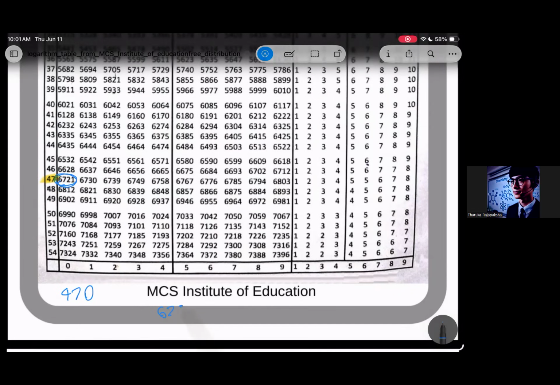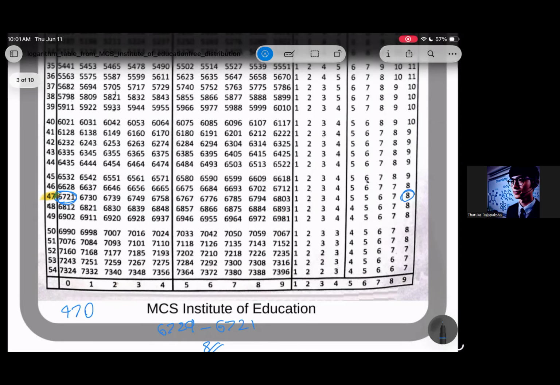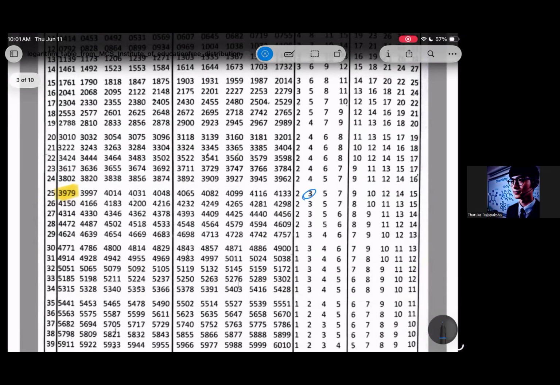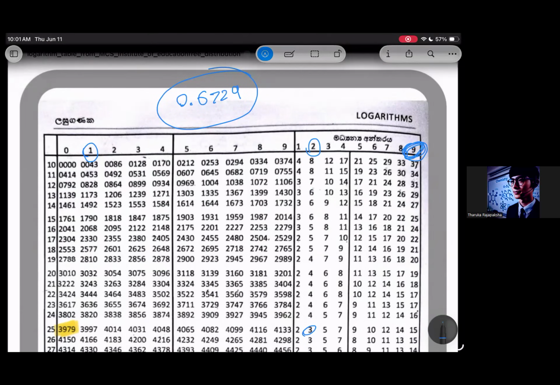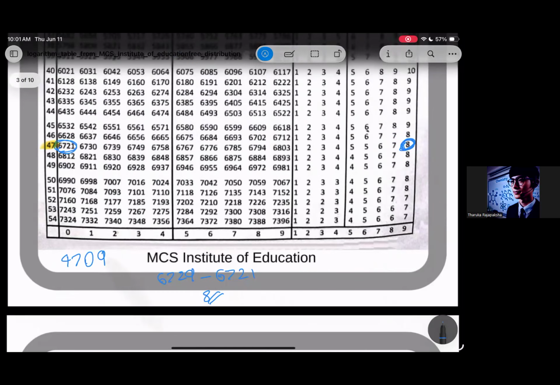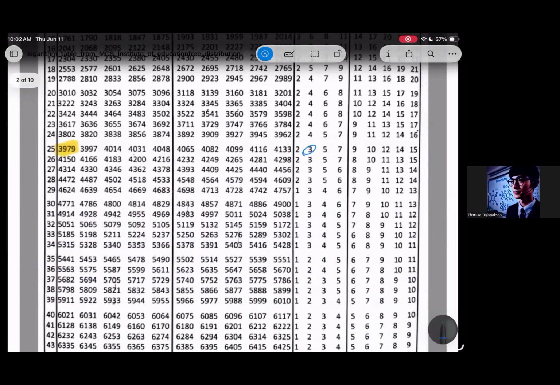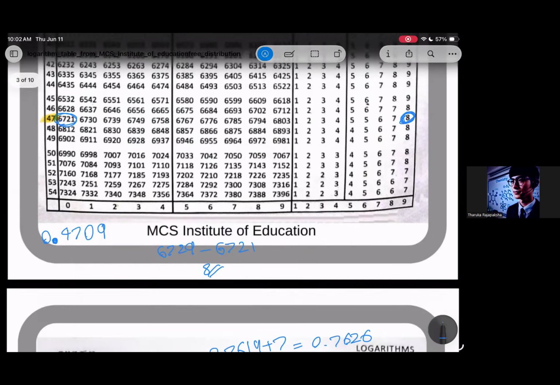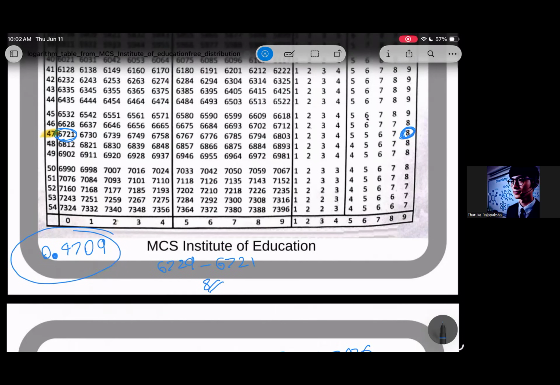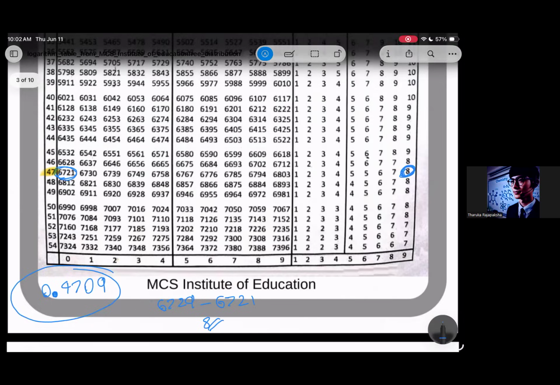And we have to subtract. Now 6729 is the value we want, and the value we have here is 6721. That's going to be 8, right? So we're going to look for the number 8 here. There you go, we have the number 8 there. So the value corresponding to that 8 is 9, right? The column is 9. So we can write 4709. And we look for the decimal value. It's going to be 0.6729, so when it has a 0 point value, we write the decimal point here. So the antilog of that value is 0.4709. I hope you understood that.